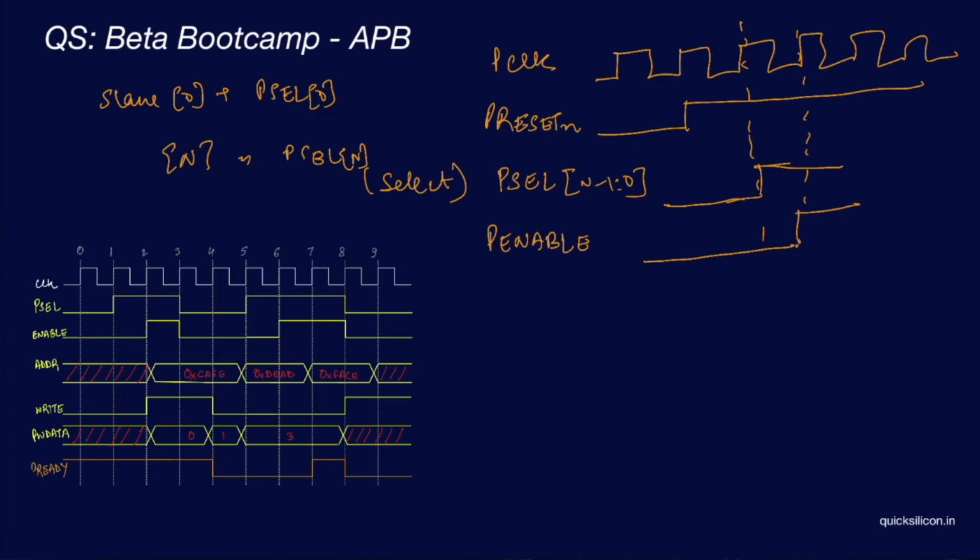The next signal is the PWRITE signal. This is a fairly simple signal. If it is 1, then you are writing to your slave. If it is 0, then you are reading from your slave, and it can be either 1 or 0 depending upon whatever your master wants to do. Let's assume that it is 1 here.